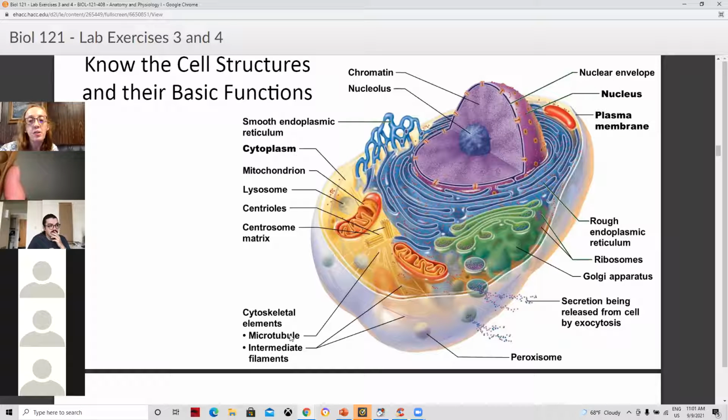Two of the cytoskeletal elements, and we'll talk about one more in the next few slides, are microtubules and intermediate filaments. So these are the fibers that make up the skeleton.